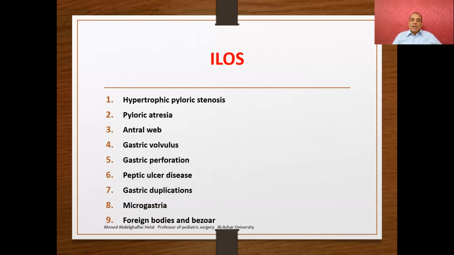We will speak about gastric volvulus, gastric perforation, gastric duplication cyst, and peptic ulcer disease, also microgastria, and finally foreign bodies and bezoar.